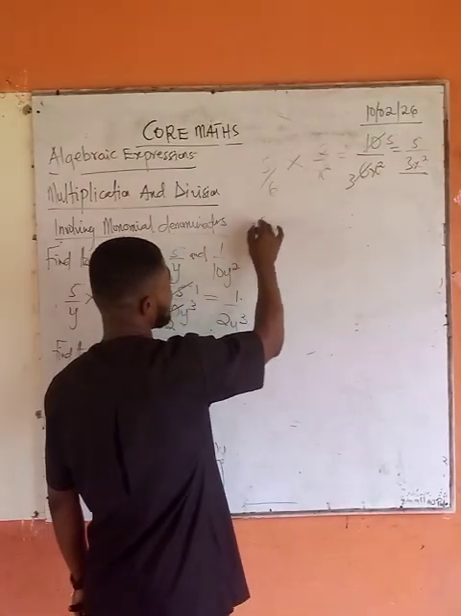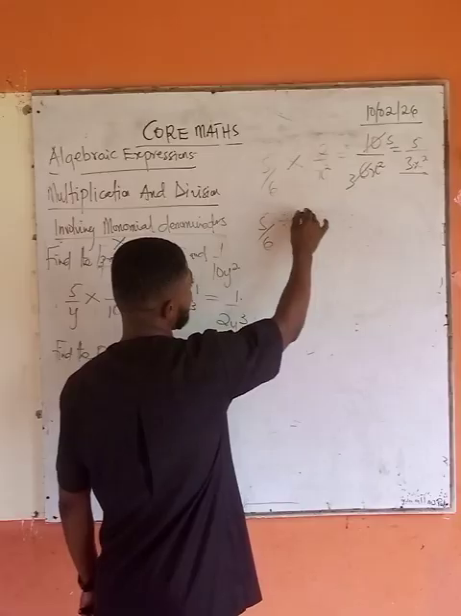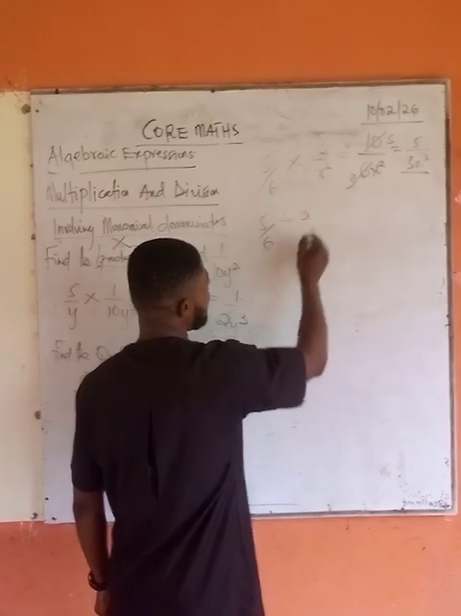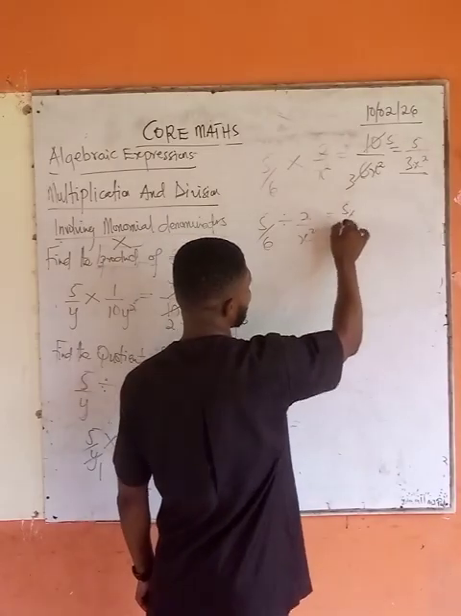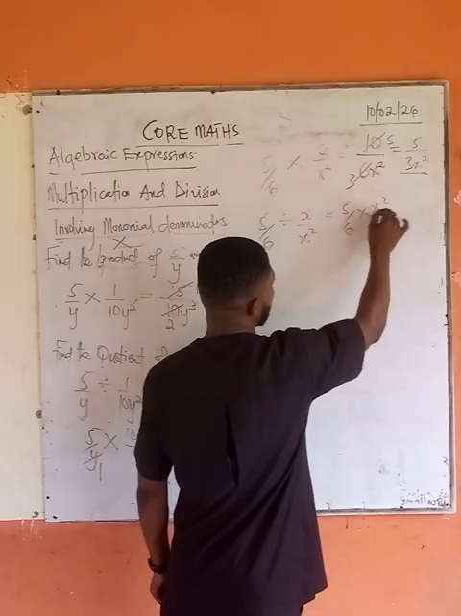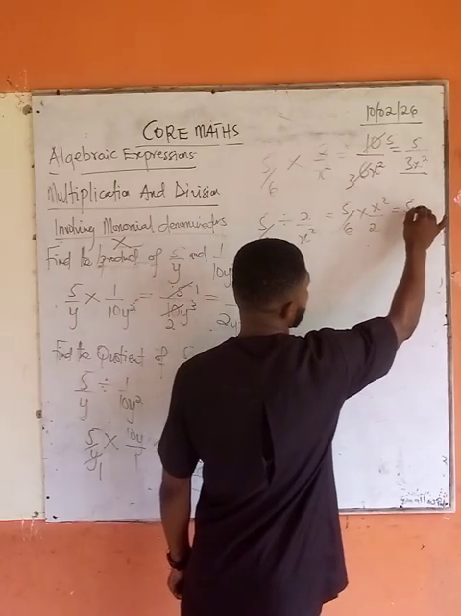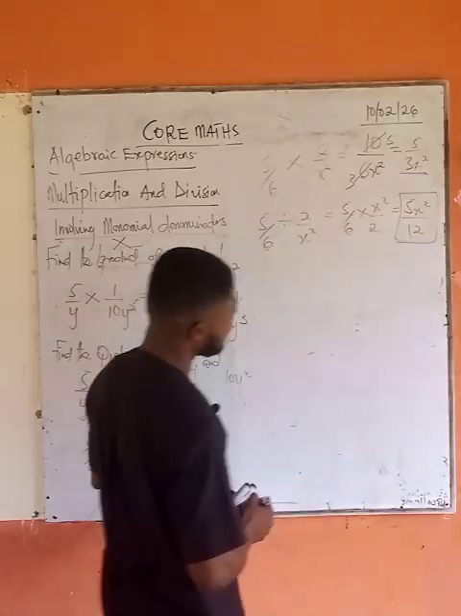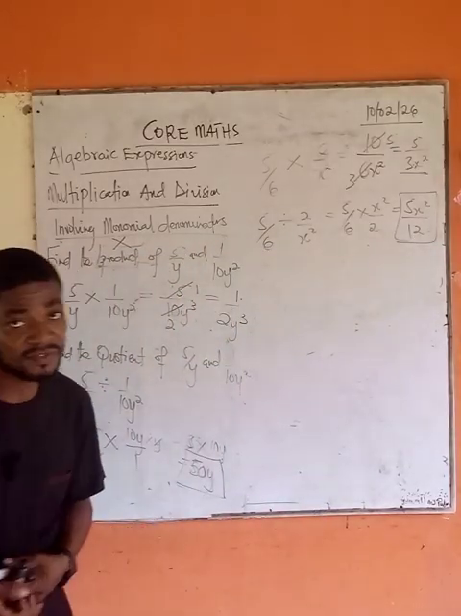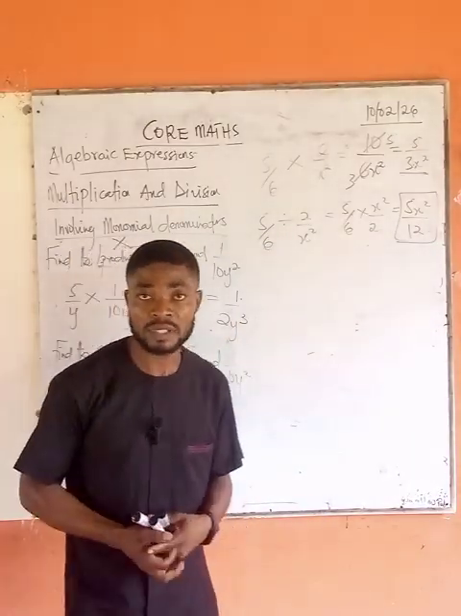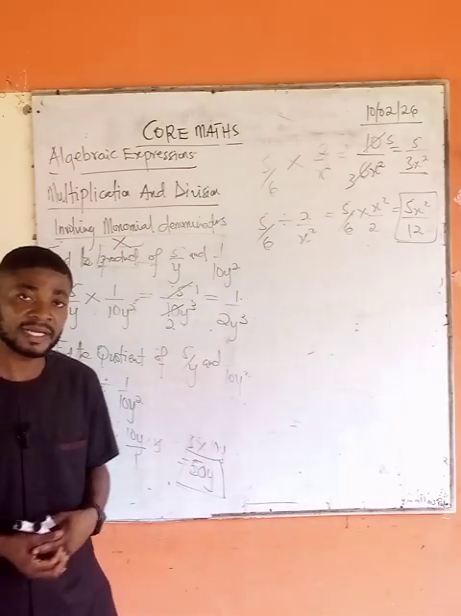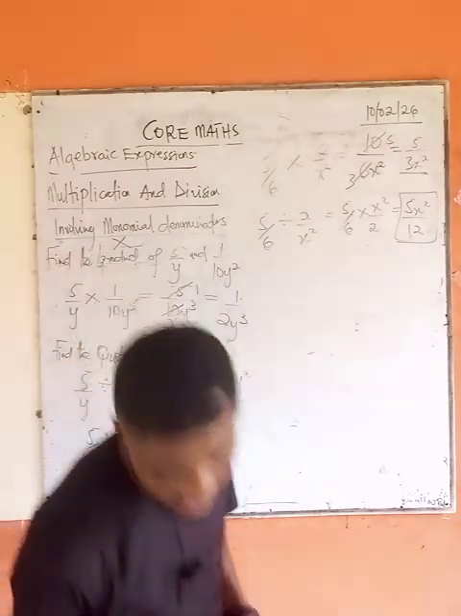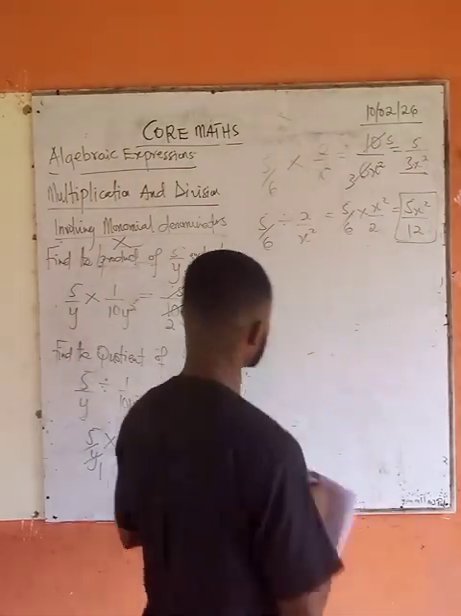The same thing, let's assume it was division. If it is division, we have 5 over 6 times x squared over 2, which is 5x squared over 12. This cannot be simplified because 5 and 12 do not have any factor in common.